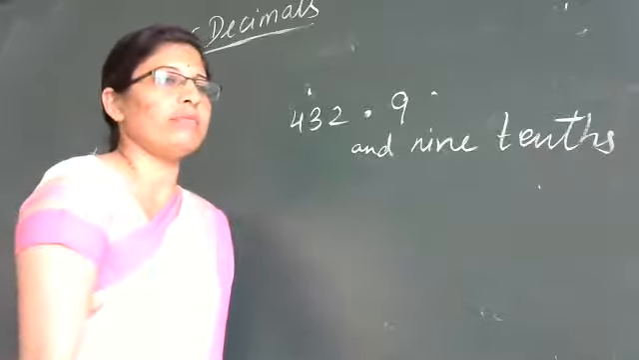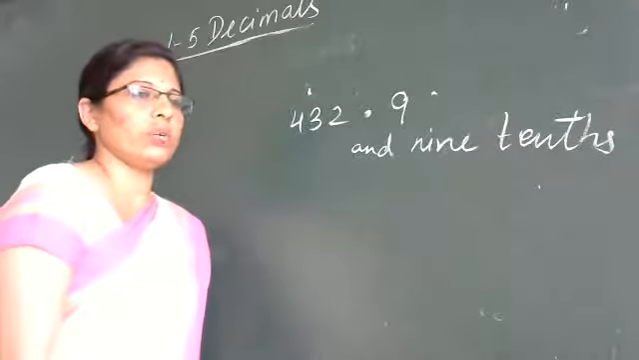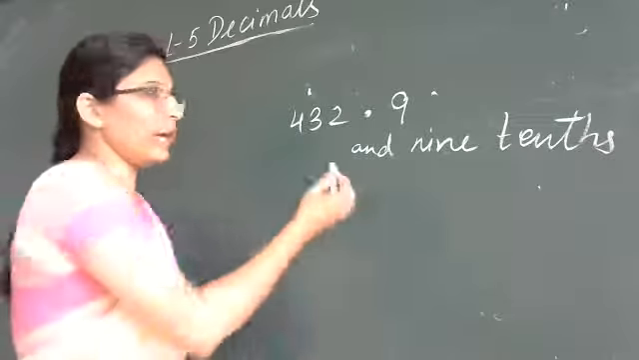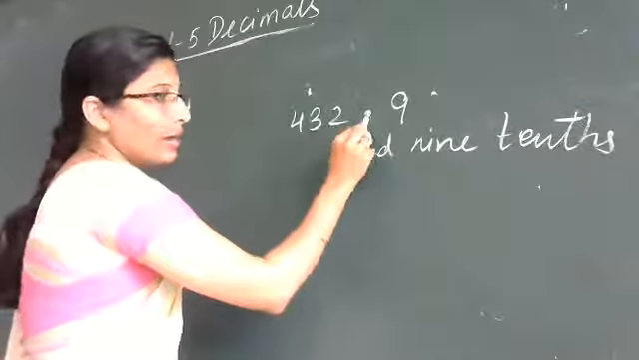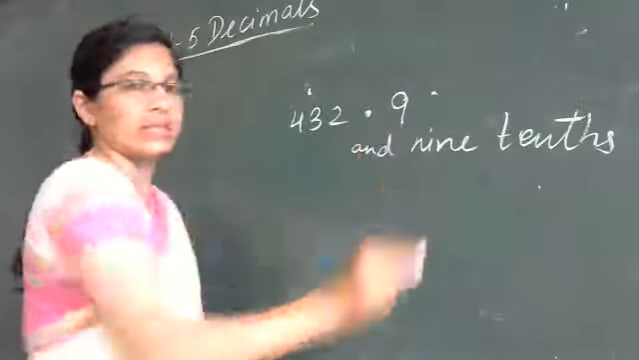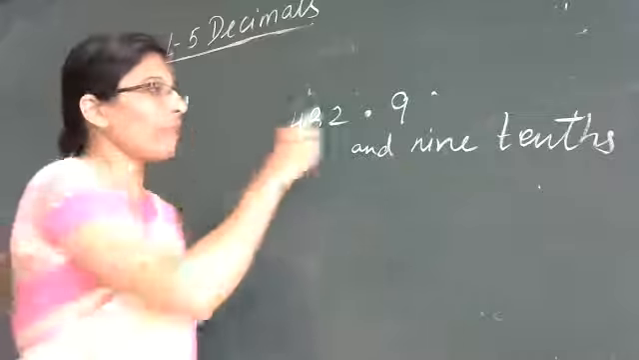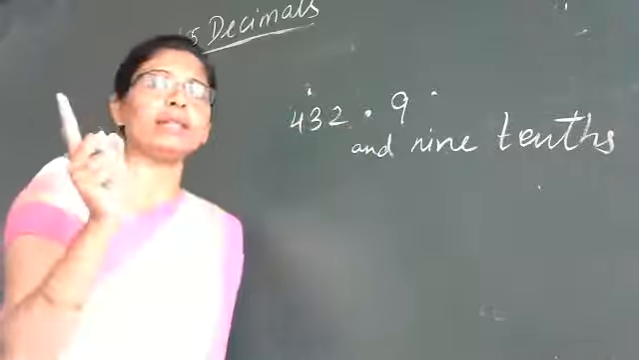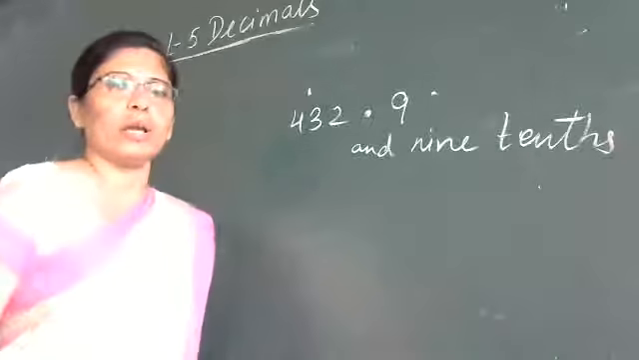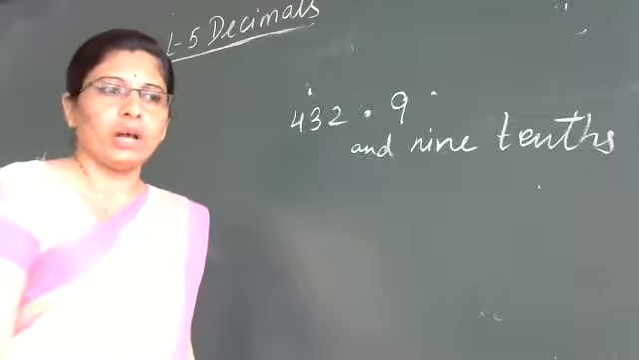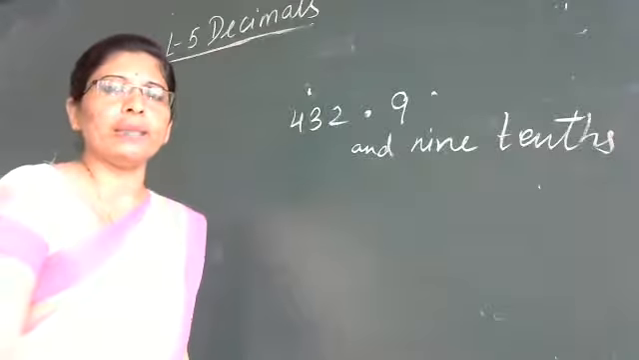Yes, mute yourself. A different sound is coming. Okay, see, 432 and 9 tenths. So after the point, if only one digit is there, we have to say tenths only. Understood how to read the tenth place?